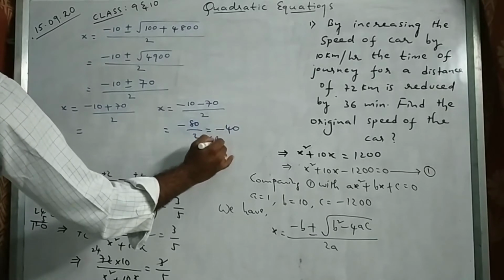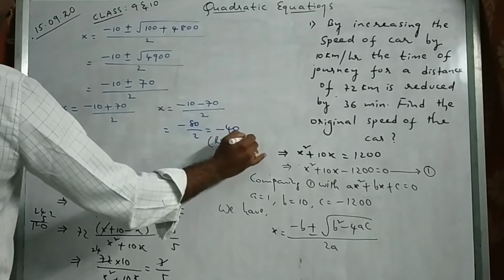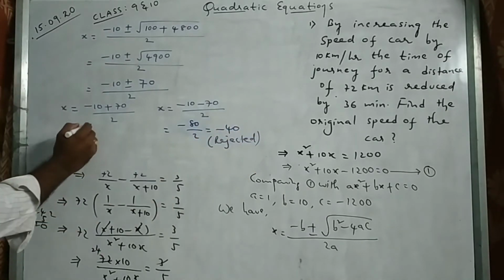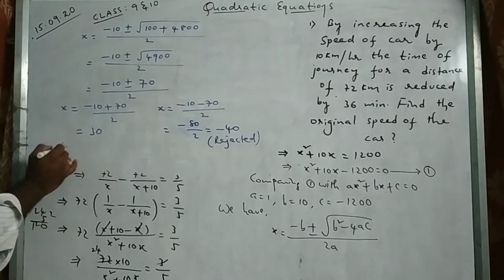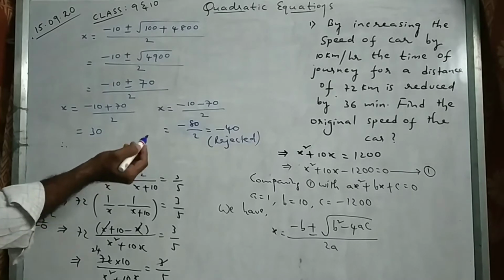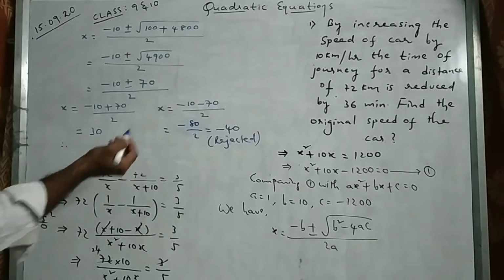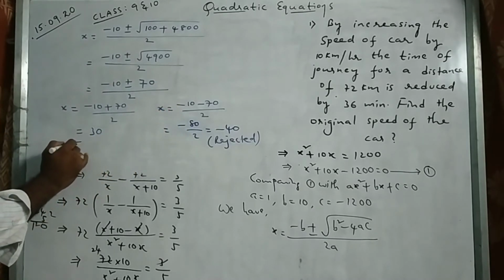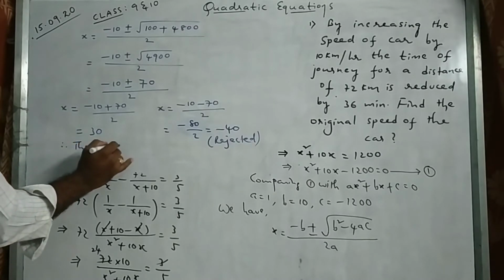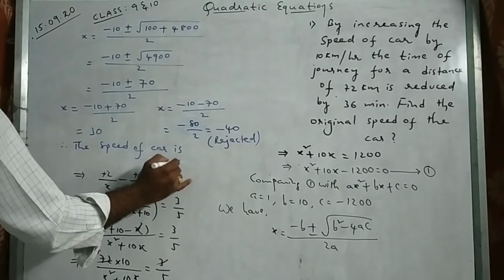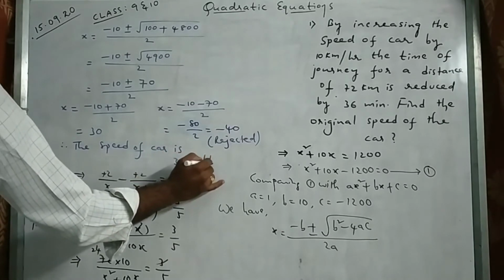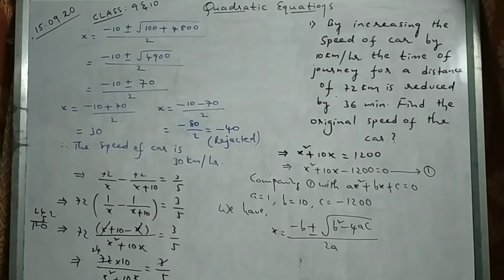It is rejected, right? Why? Because it is negative. So this is 60 by 2, which means 30. So therefore what is x here? Since speed cannot be negative, we cannot take that. So the speed of the car is 30 kilometer per hour. That is the end of solution.